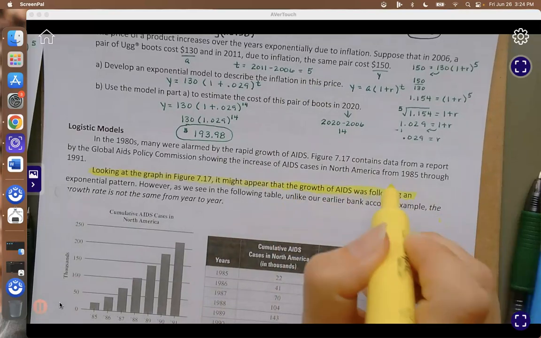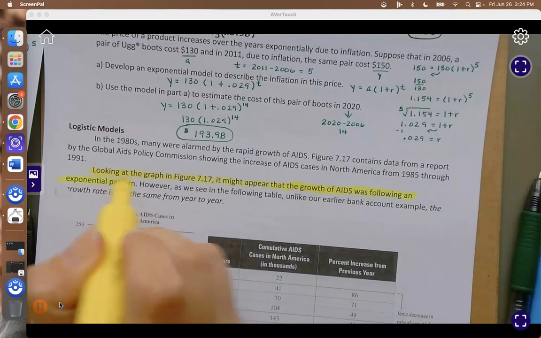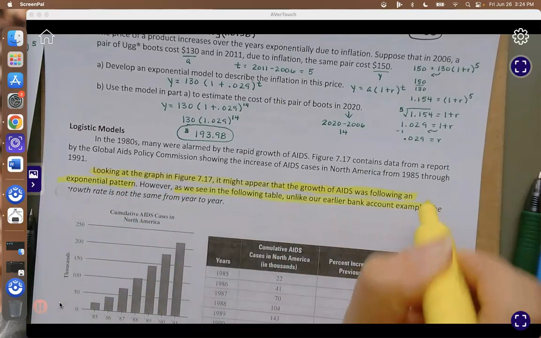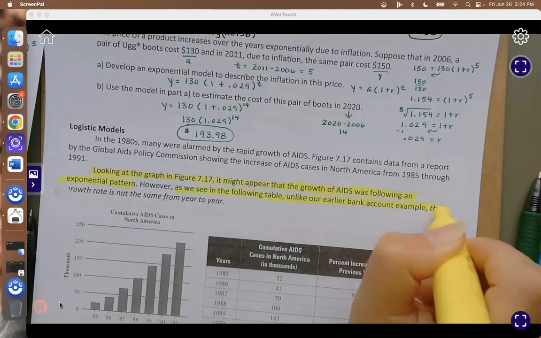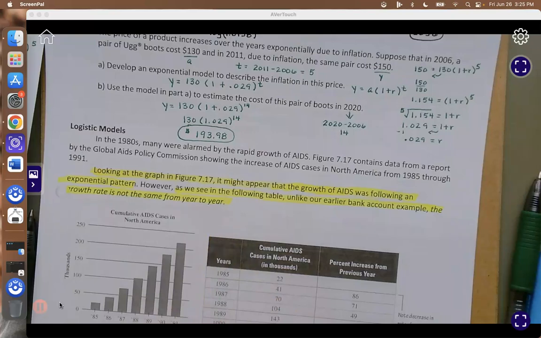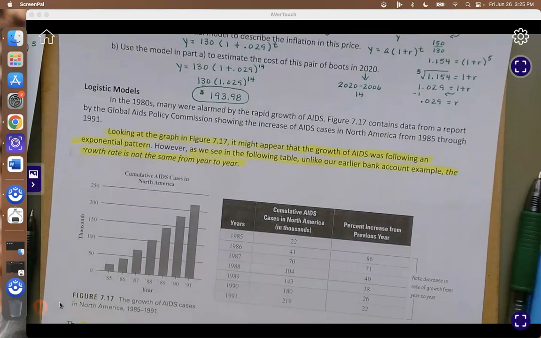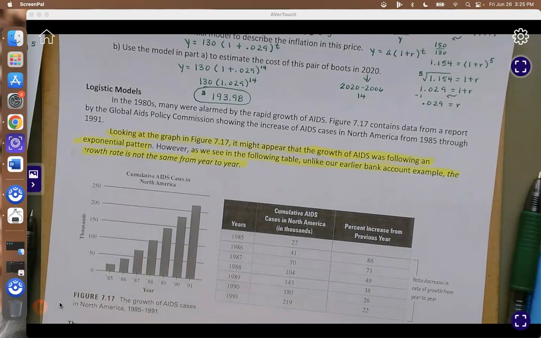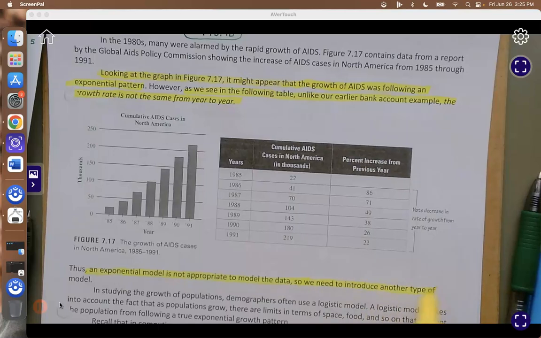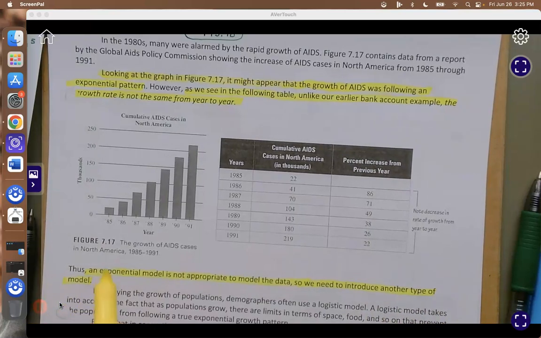That was following an exponential pattern. As we see in the following table, and like our earlier bank account example, the growth rate is not the same from year to year. An exponential model is not appropriate to model the data. So we need to introduce another type of model. So we've had linear, we've had quadratic, we've had exponential.